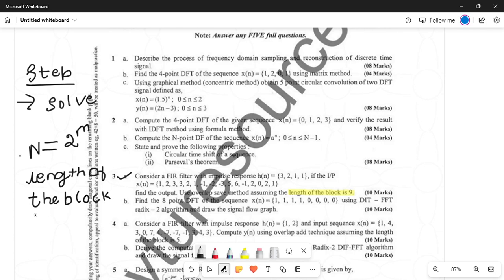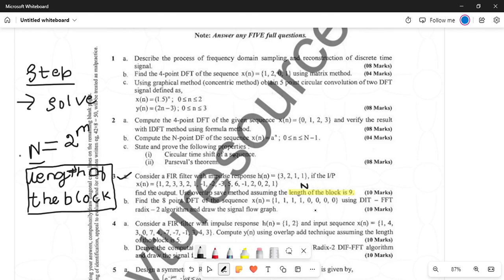So that is why you need to know the length of the block and what n is. Both are linked. Your length of the block is also set to be n, and if it is not given there, you need to find out the length of the block. Here the length of the block is already given, which is 9. So n is given as 9.